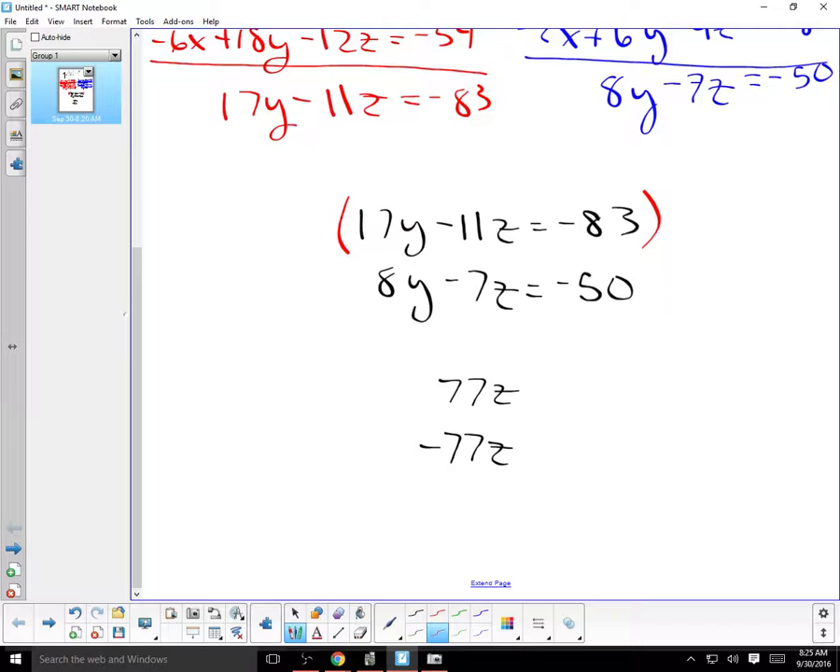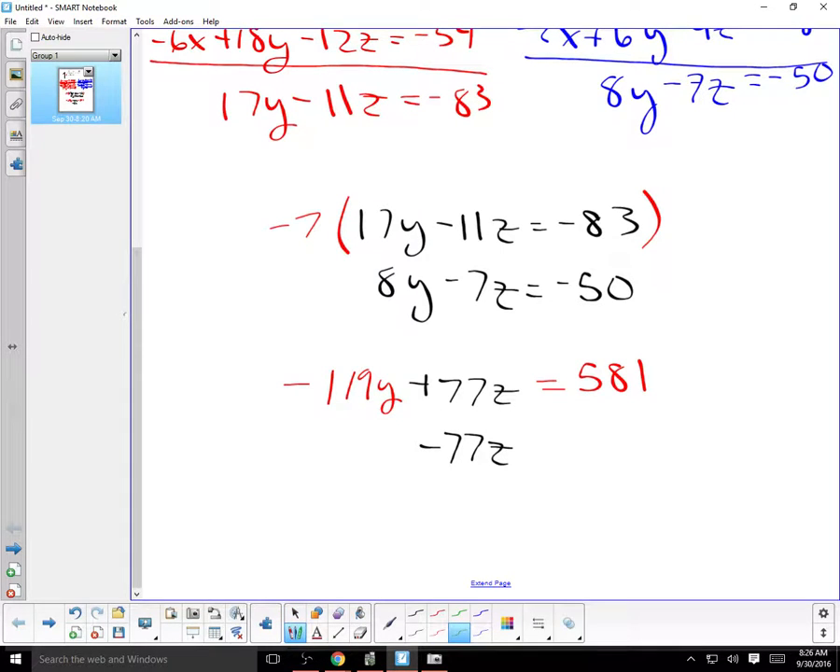What am I multiplying this one by? 7. So 7 times 17. Use my handy dandy calculator, just because I don't want to risk any mistakes. This one's supposed to be a positive. So here in the red I've got 119y plus the 77z is equal to, oh wait a minute, that has to be negative, doesn't it? Yeah, because if I want that to be positive, it's going to have to be a negative. So that's a negative 119y plus the 77z, and that's going to be a positive 7 times 83, 581.